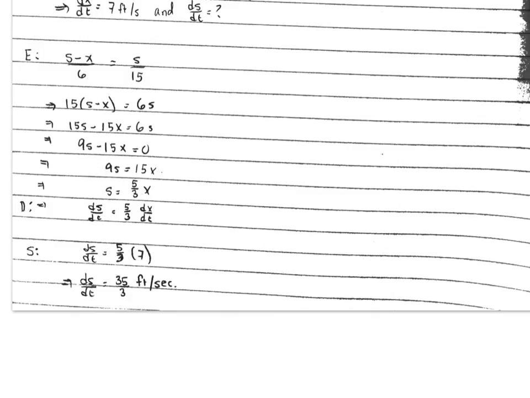Once I've got a nice equation, you didn't have to do all this, but I wanted to solve for s. Once you solve for s, you can take the derivative, and you get ds/dt on the left. On the right, the constant stays alone, but x depends on time, so the derivative of x is dx/dt. And we were given that this rate was 7. And so indeed, 5 times 7 is 35, 35 over 3, and our units are feet per second. So the shadow is moving at a rate of 35/3 feet per second.